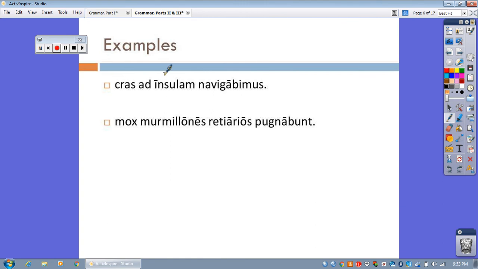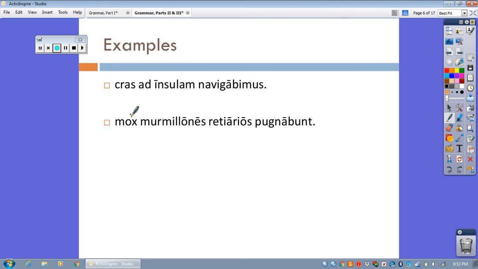Let's take a look at some examples. Cras ad insulam navigabimus. Whoa, bo, bibby, bibby, boo. Got a future tense verb here. Cras means tomorrow. Tomorrow we will sail, or we shall sail. Ad insulam, to the island.